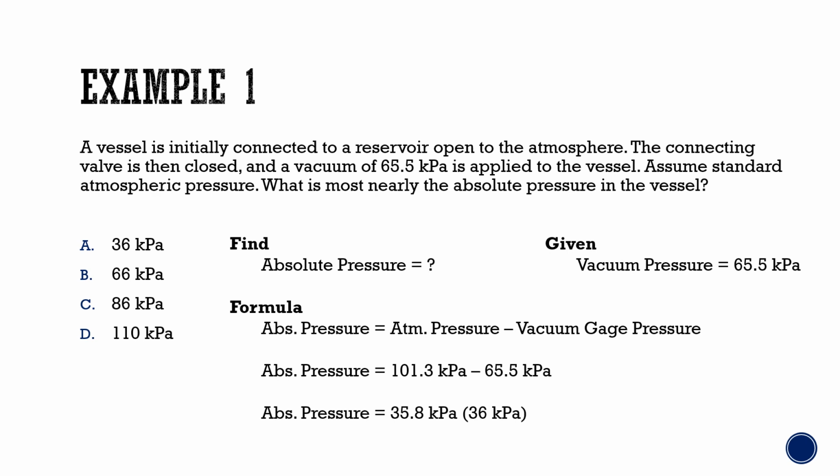Since the atmospheric pressure is a standard value of 101.3 kilopascals, we will subtract the vacuum pressure of 65.5 kilopascals, and that will get us an absolute pressure of 36 kilopascals. So for this example, A is the correct answer, 36 kilopascals being the absolute pressure.